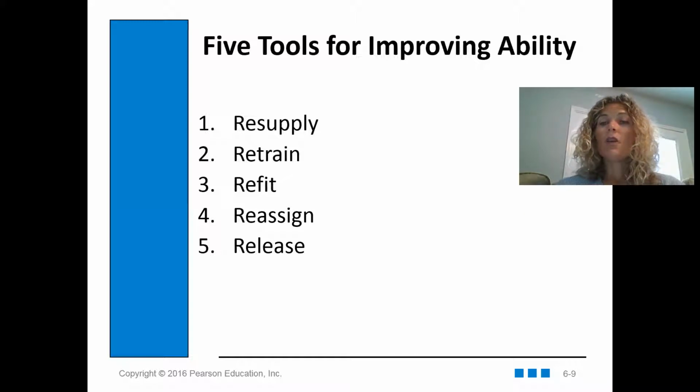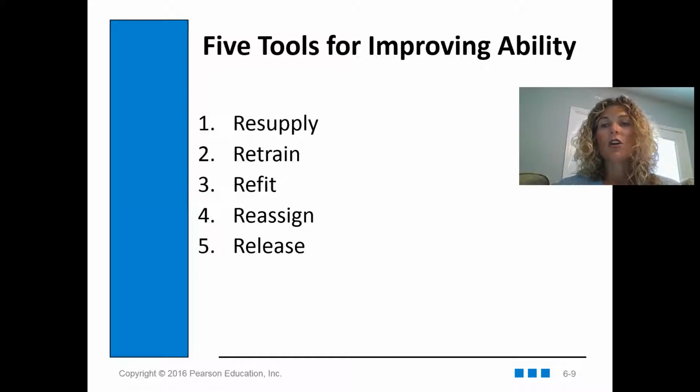All right, because you want to see your employees succeed, and you don't want to just move a problem from one area to another, right? You really want to move this employee into an area where they can succeed. So that would be the idea behind reassigning. And then number 5 is release. So obviously getting rid of the employee. And so a couple things to think about with release.